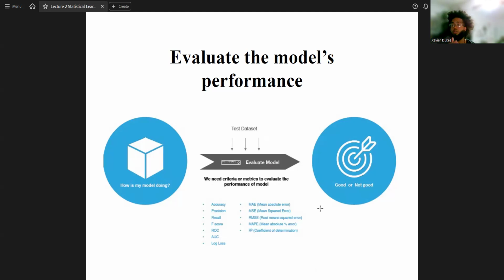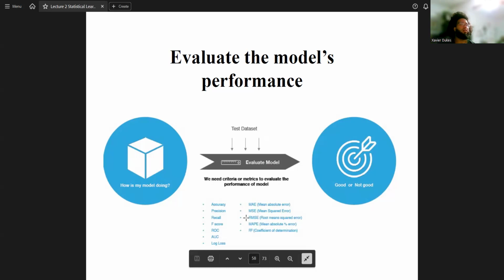Cost functions are also an appropriate way to measure the difference between the expected and generated outputs. So you have mean absolute error, mean squared error, root mean squared error, and things of that nature.